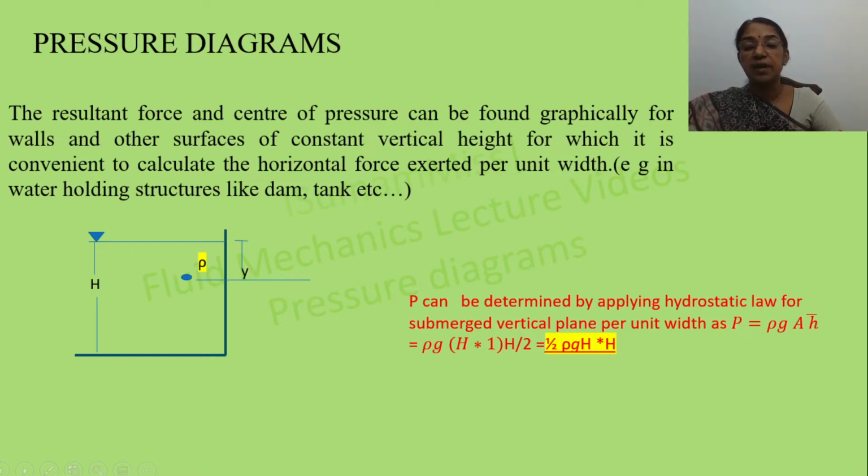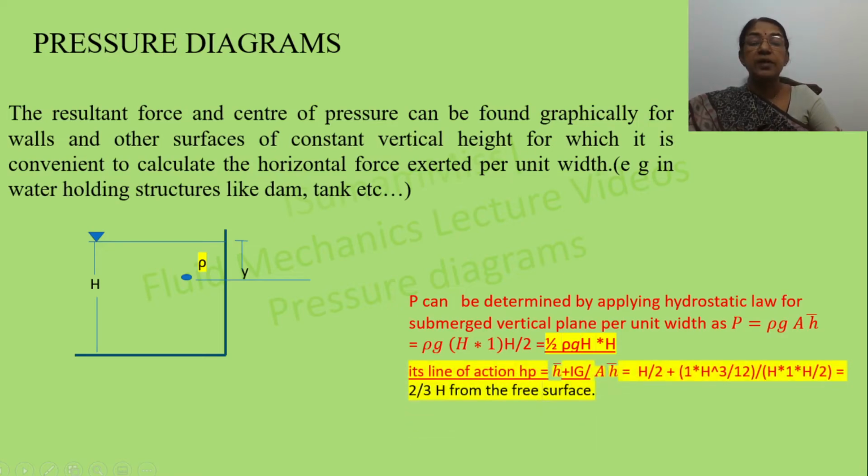Because it is a vertical plane, the center of pressure is not coinciding with the center of gravity. That is, it is not coinciding with h by 2. Since it is a vertical wall and pressure intensity varies as we move from top to bottom, the total pressure is not acting through the center of this wall, but it is acting through the center of pressure. So the center of pressure is h P equal to h bar plus Ig by A h bar.